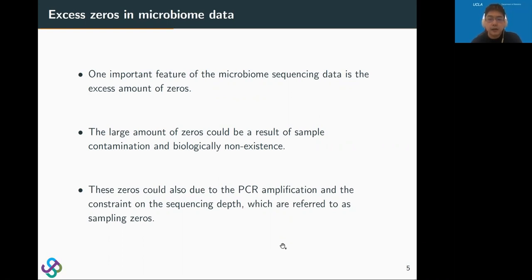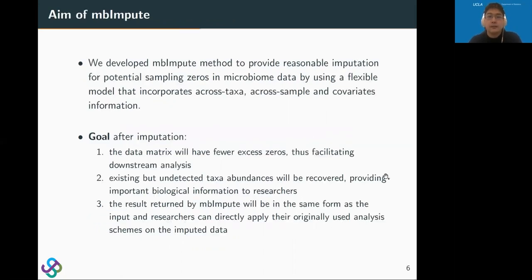However, there could be other zeros due to the PCR amplification step and the constraint on the total sequencing depth, which we will refer to as sampling zeros. Basically, our imputation method will mainly focus on correcting for these sampling zeros. We developed the mbImpute method to provide reasonable imputation for potential sampling zeros by using a flexible model that incorporates across-taxa, across-sample, and covariate information. After imputation, we hope that our data matrix will have fewer excess zeros, thus facilitating the downstream analysis.